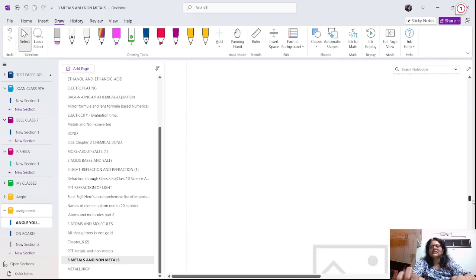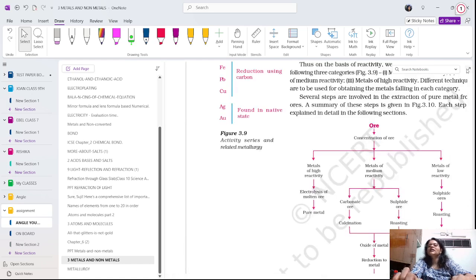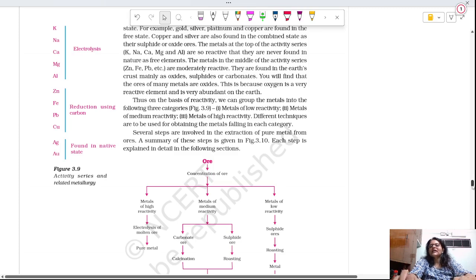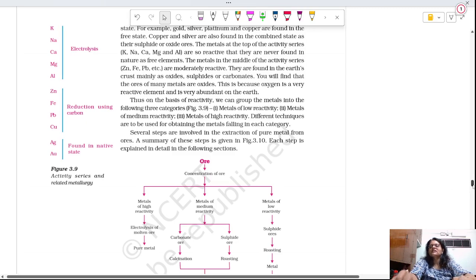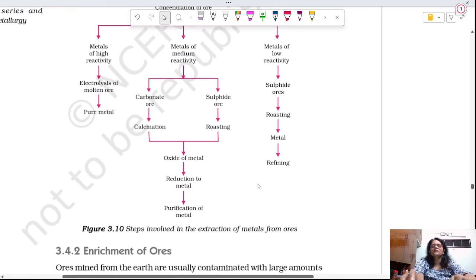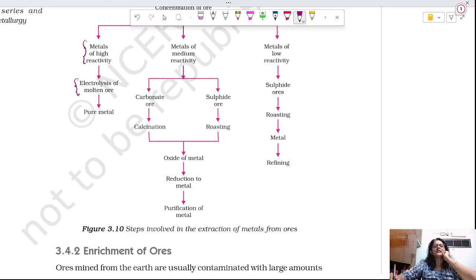Extraction of metals. We have explained half of it, and now we will go more deeply into it. As I have said earlier, if you look at this flow chart, it will be easier for you to understand the method and the steps. Metals present high in the reactivity series undergo electrolysis of their molten ore, and we get pure metals. Metals of medium reactivity, if it is a carbonate.